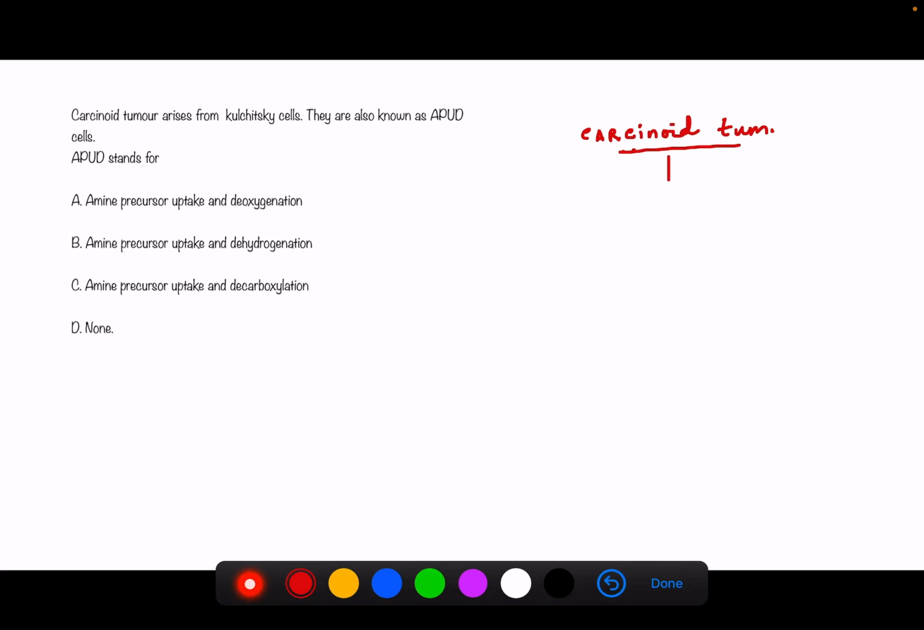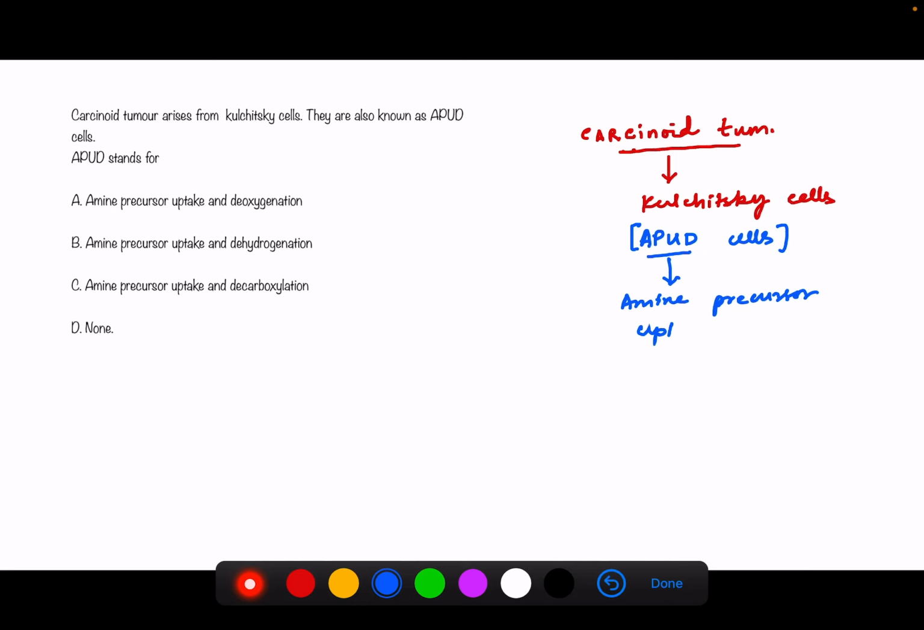These carcinoid tumors arise from Kulchitsky cells, as we have already discussed. These Kulchitsky cells are also called Apud cells, and APUD stands for amine precursor uptake and decarboxylation cells. So with this information in mind, we can definitely answer this question now. APUD stands for amine precursor uptake and decarboxylation. So this is the right answer.